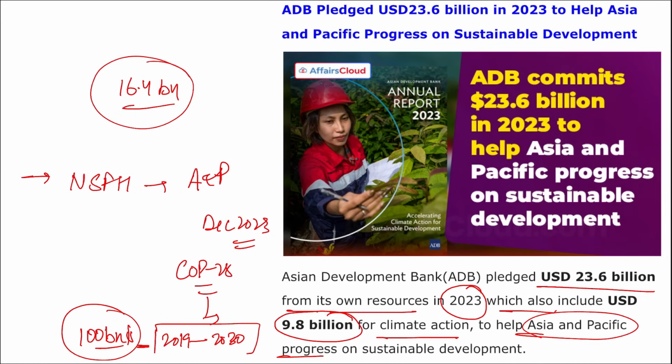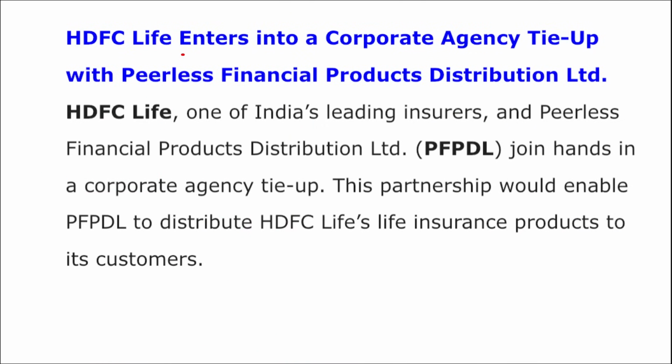If we talk about the Asian Development Bank, who is the president? Masatsugu Asakawa of Japan. It is headquartered in Manila, Philippines, and there are 68 member nations in the Asian Development Bank, which was established in 1966. Moving on, next is HDFC Life.